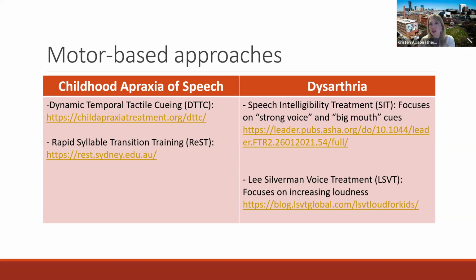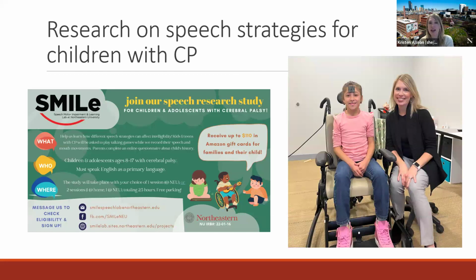But the research that's been done on this has shown that children with dysarthria vary widely in how they respond to these cues, and at the moment, we don't really know how to figure out which strategy will work best for a particular child. So this is something that I'm working on right now in a current research study I have going on in my lab. So we are recruiting children and older children and adolescents with cerebral palsy and dysarthria.